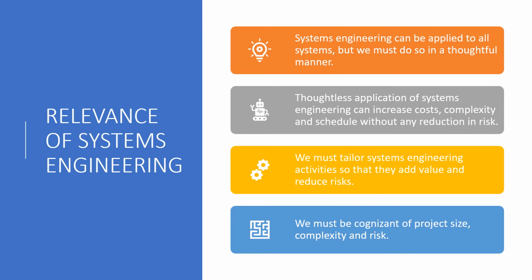Hello everyone, myself Hemadashri. Here I am going to explain the relevance of system engineering. System engineering can be applied to all kinds of systems where we have to infuse our thought process. Thoughtless application of system engineering can increase cost, complexity and schedule without any reduction in size. We must tailor system engineering activities so that they add value and reduce risk. We must be cognizant of project size, complexity, and risk. Research shows that the effective use of system engineering can save 10 to 20% of the project budget.